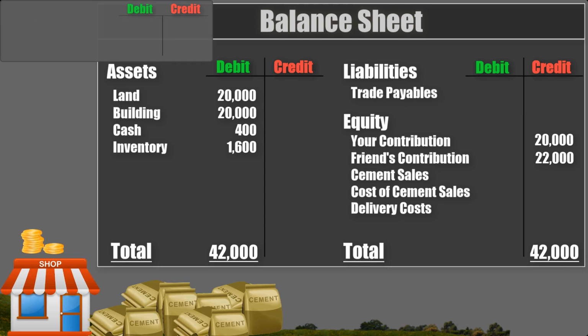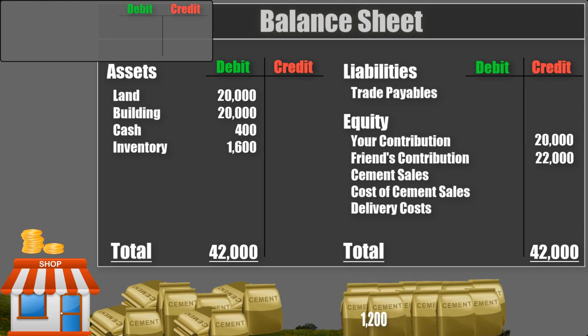Let us continue. You bought 12 additional bags of cement on account. You bought them as before for 100 each. We debit inventory again and credit trade payables. Note that we always put the debit entry first and then the credit. But would it make a difference if we put the credit entry first? No, it doesn't, as the result is the same. However, as we have learned so far, for many reasons, standardization is good. Let us continue with the next transaction.